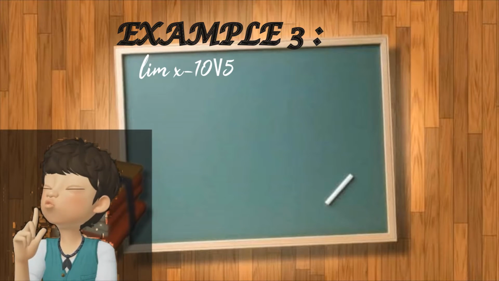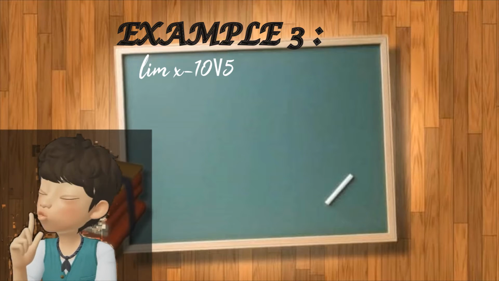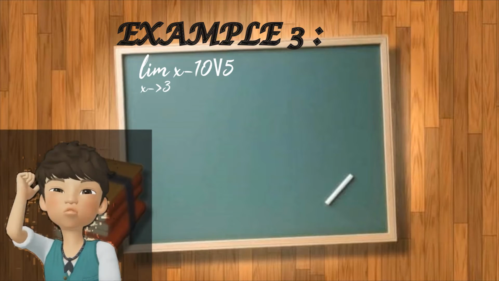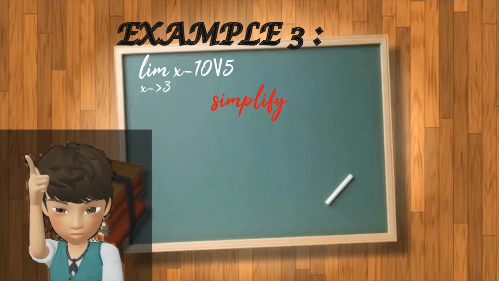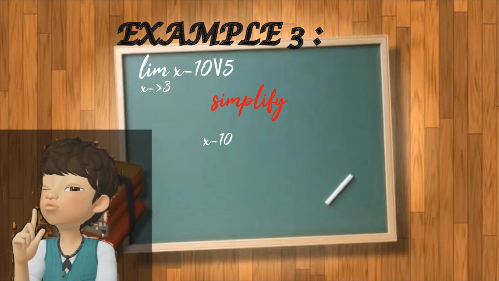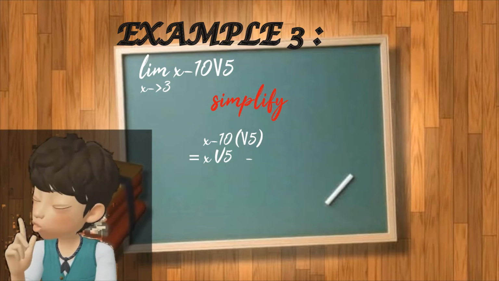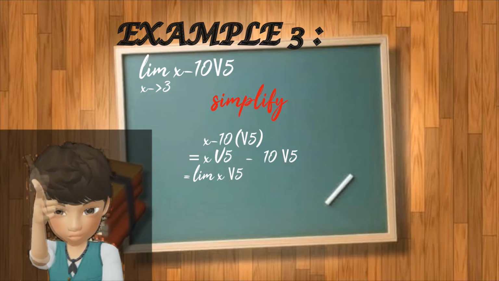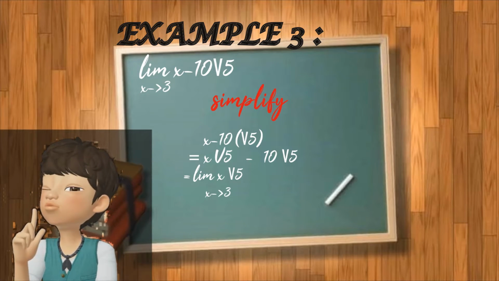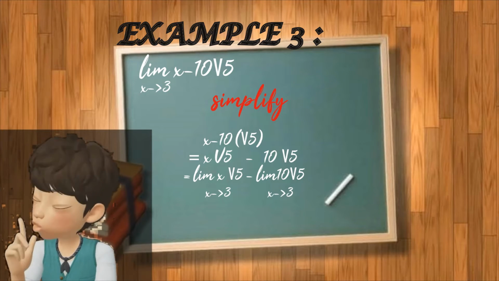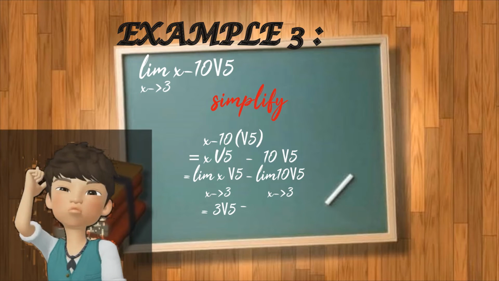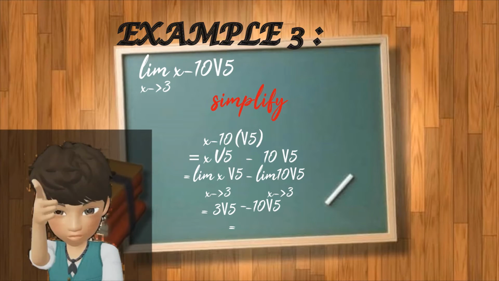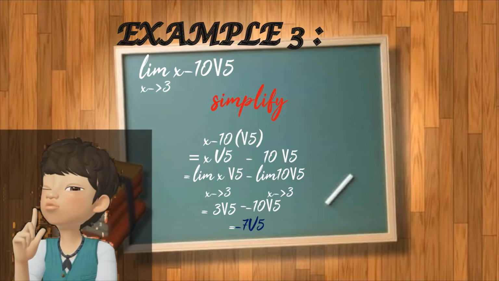Number 3. Limit of x minus 10 times square root of 5 as x approaches 3. First, simplify. X minus 10 times square root of 5 is equal to x square root of 5 minus 10 square root of 5. That is equal to the limit of x square root of 5 as x approaches 3 minus the limit of 10 square root of 5 as x approaches 3, which is equal to 3 square root of 5 minus 10 square root of 5, which is equal to negative 7 square root of 5.